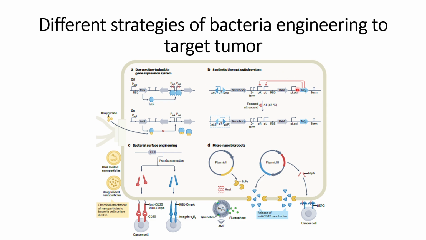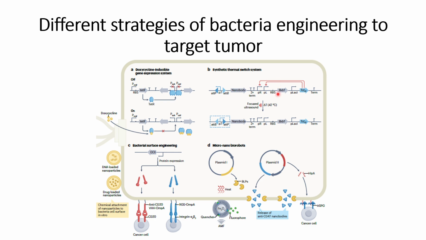The other approach is the systemic thermal switch system. This is based on thermal or temperature-based activation. So at physiological temperature, TcI42 will prevent the expression of BxB1, and because of that, the tumor targeting genes are not being expressed.